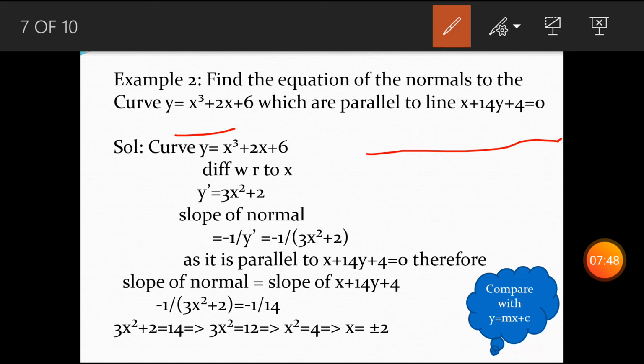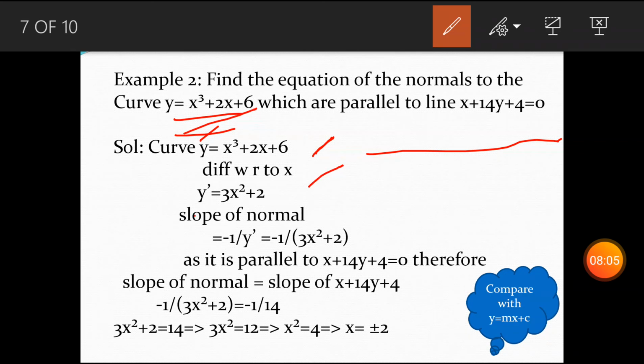First of all, we need the point as well as the slope. Okay, so slope we can calculate, but what is the difficulty? We don't have the point. So first of all, you just do the primary thing that you can do. The curve is given, you can differentiate it.